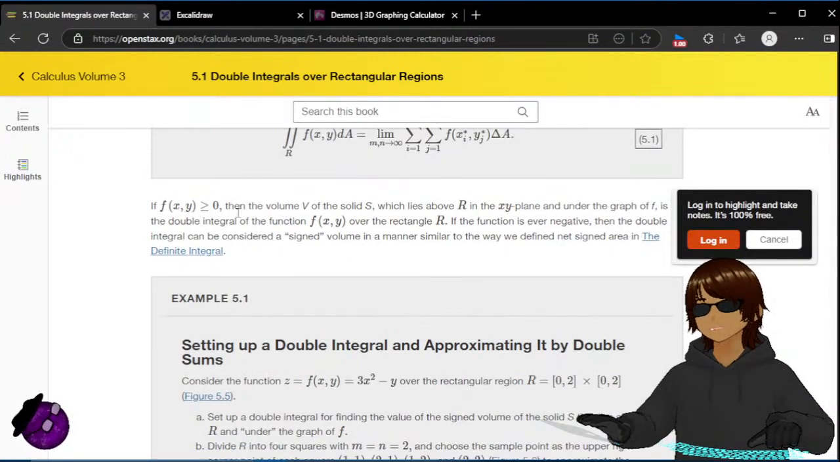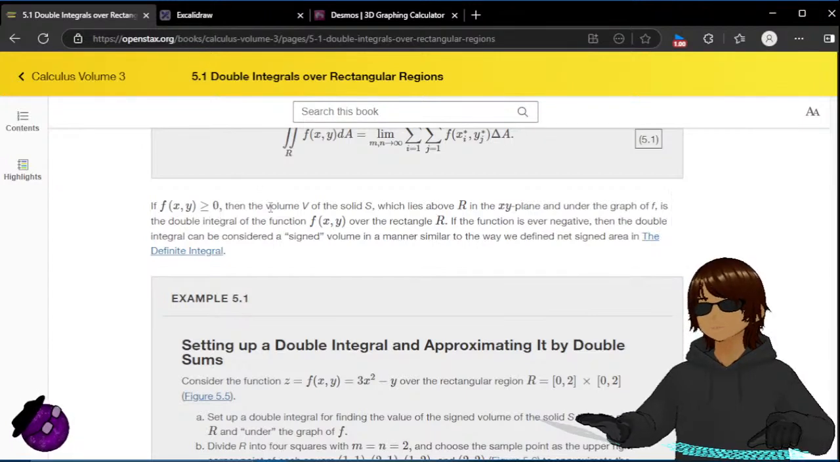If f of x, y is greater than or equal to 0, then the volume V of the solid S, which lies above R in the xy plane under the graph of f, is the double integral of the function f of x, y over the rectangle R.